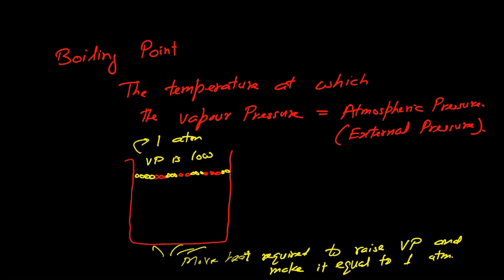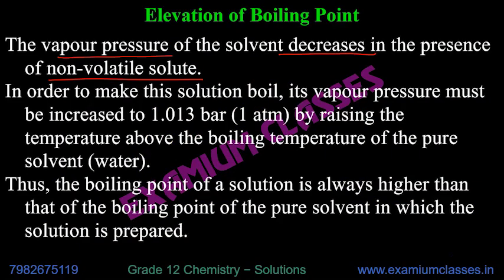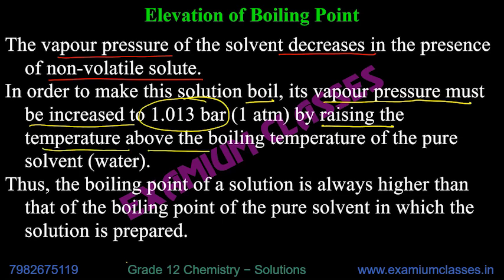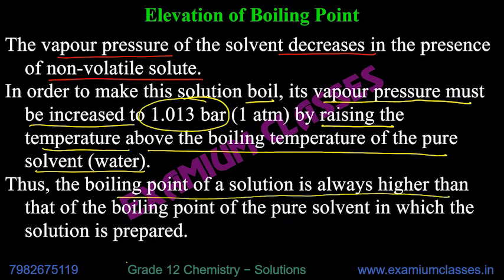So elevation in boiling point due to addition of solute. In order to make a solution boil, its vapor pressure must be increased to 1 atm. 1 atm is 1.013 bar external pressure, by raising the temperature above the boiling temperature of pure solvent water. So earlier it was 100 degrees Celsius, but now it will boil at slightly greater than 100 degrees Celsius. So the boiling point of the solution is always higher than the boiling point of the pure solvent in which the solution is prepared. So that is always.